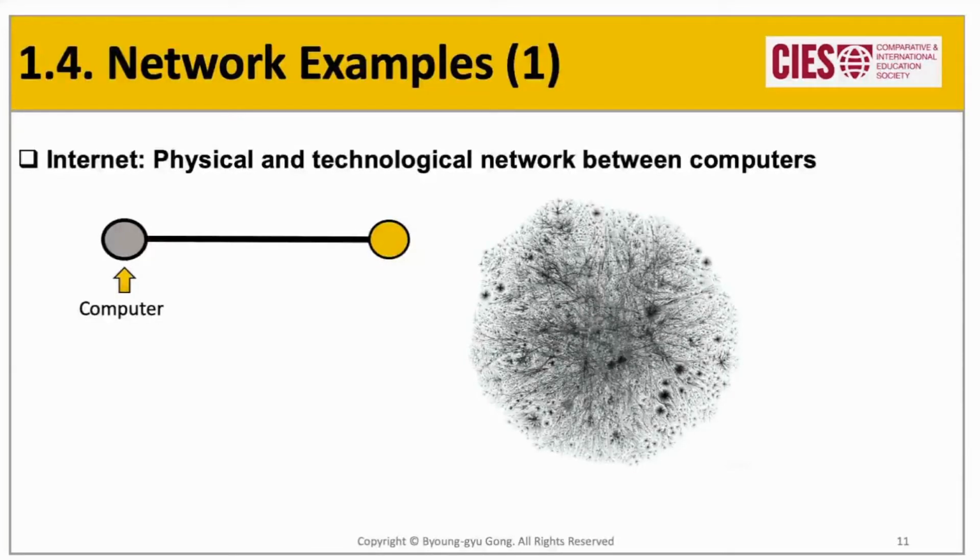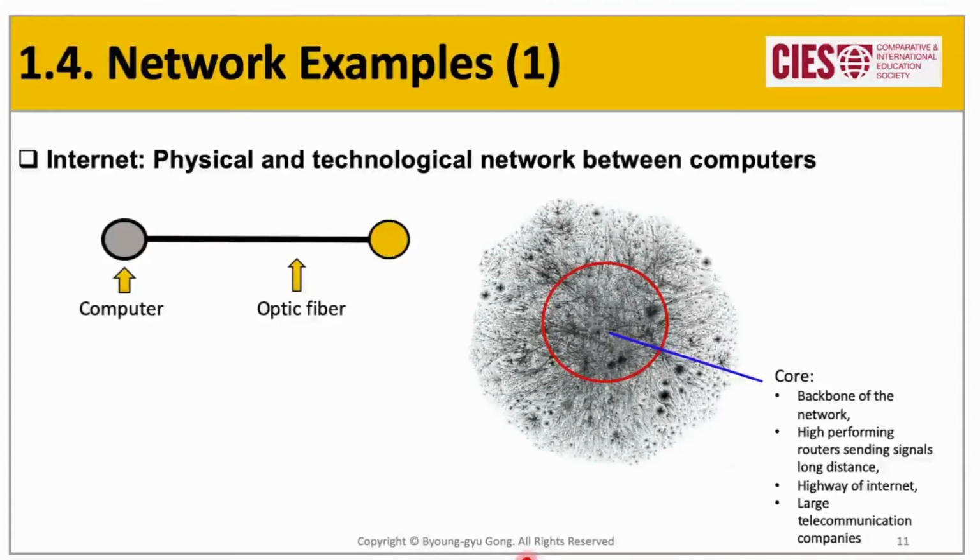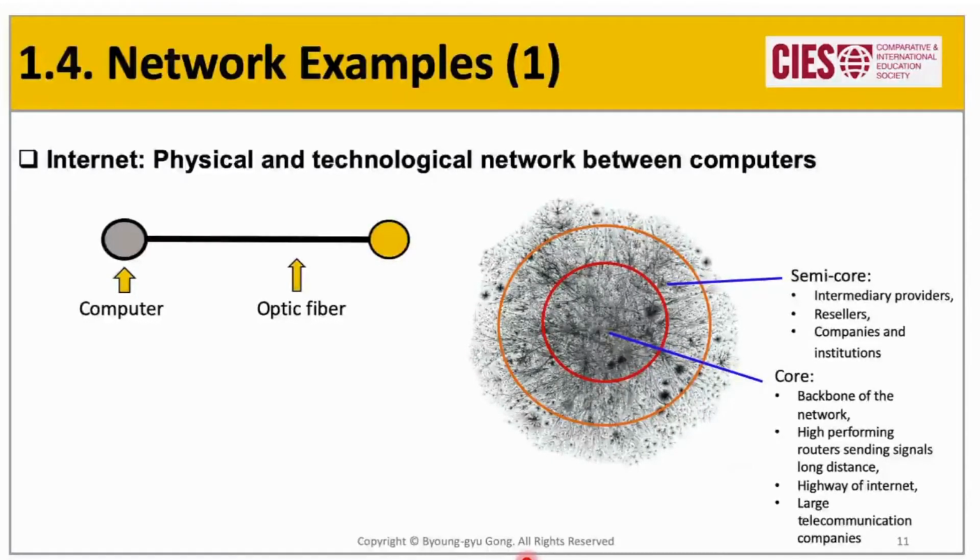The first example is the internet, which hardwires computers through optic fiber. This picture indicates the internet network at the global scale. At the core of the network, there are high-performing routers sending signals over long distances. They are mostly possessed by large telecommunication companies. At the semi-core, there are intermediary providers and resellers. And the periphery is filled with end users. In this way, the broad mapping of the network instantly provides a glimpse of the power dynamics of the network through density, color, and size.